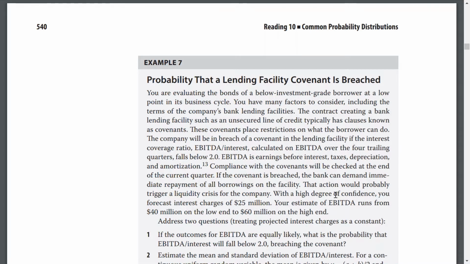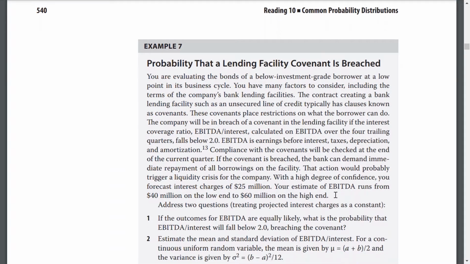EBITDA is earnings before interest, taxes, depreciation, and amortization. Compliance with the covenant will be checked at the end of the current quarter. If the covenant is breached, the bank can demand immediate repayment of all borrowings on the facility. The action will probably trigger a liquidity crisis for the company.